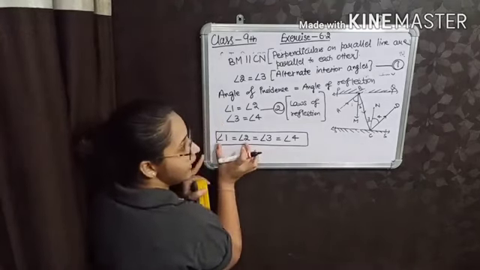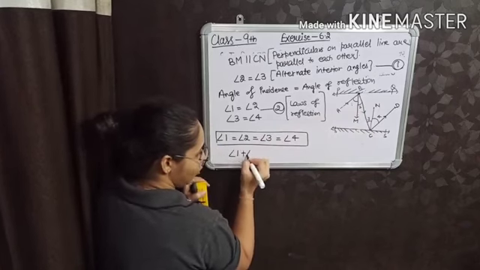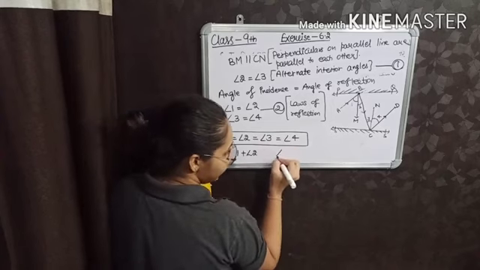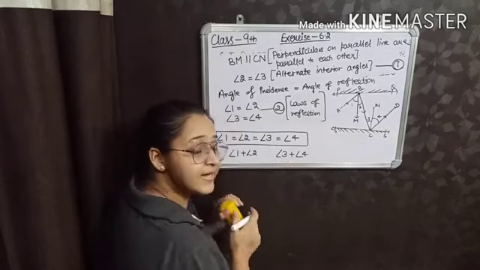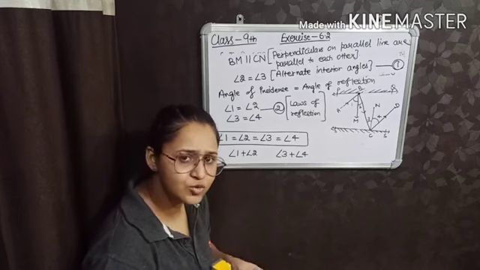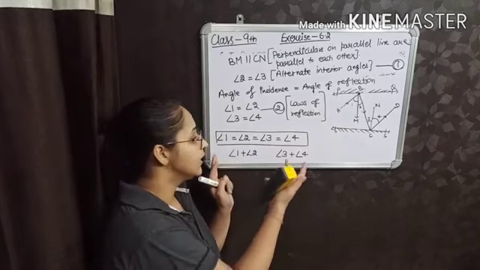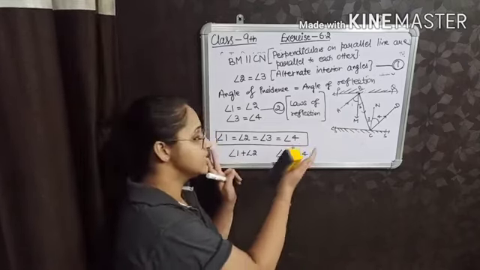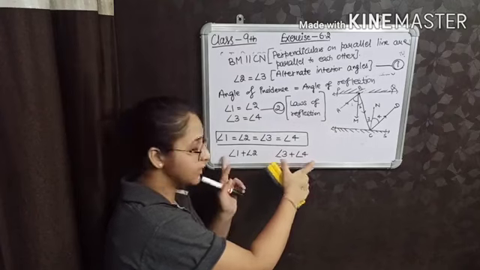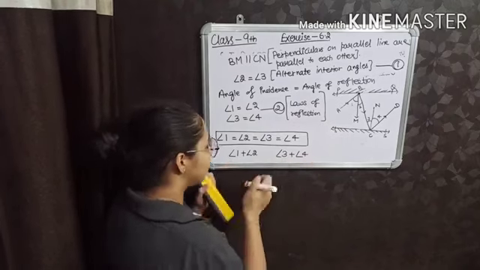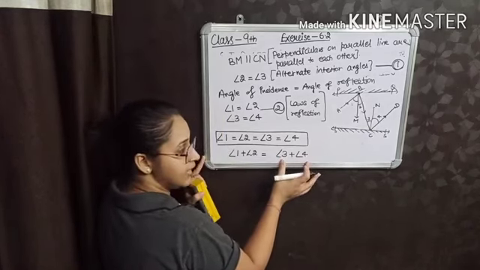Now, if I take angle 1 plus angle 2 on one side, and I add angle 3 and angle 4 on the other side, are these two sides equal? Yes. Why? Because if these four angles are equal, these four angles have the same measurement, same quantity, then if I add these two or I add these two, the result will be the same. So angle 1 plus angle 2 is equal to angle 3 plus angle 4.